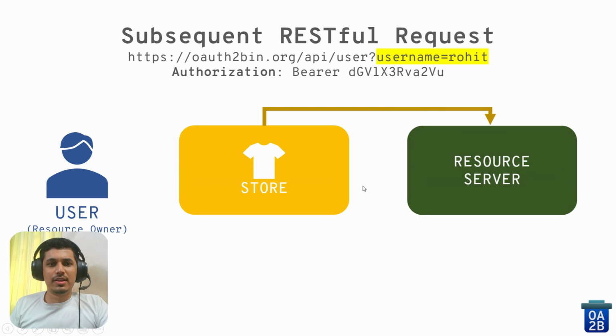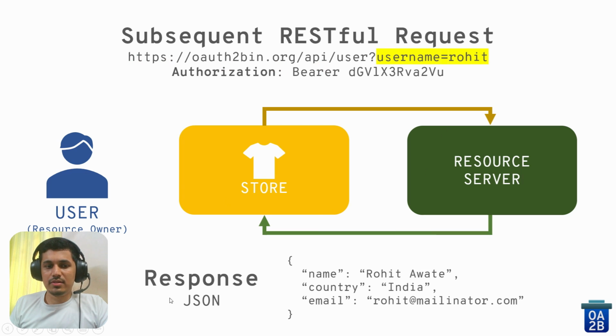Once you send this, if this authorization checks out and if they find this user, you would get back a response, something like this. This is just an example. Yeah, you would get back a JSON response. JSON is pretty common, right?